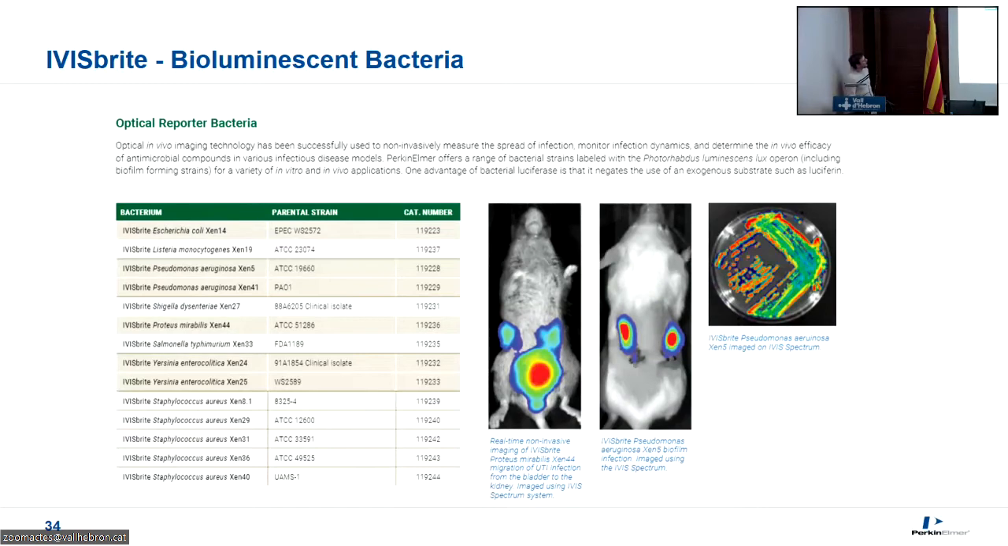These are the available bacteria, so probably Kevin will talk a lot about them. He almost created all of them, I guess. So these are all the different bacteria that are available nowadays. They are using the Lux operon for most of them, well, for all of them.